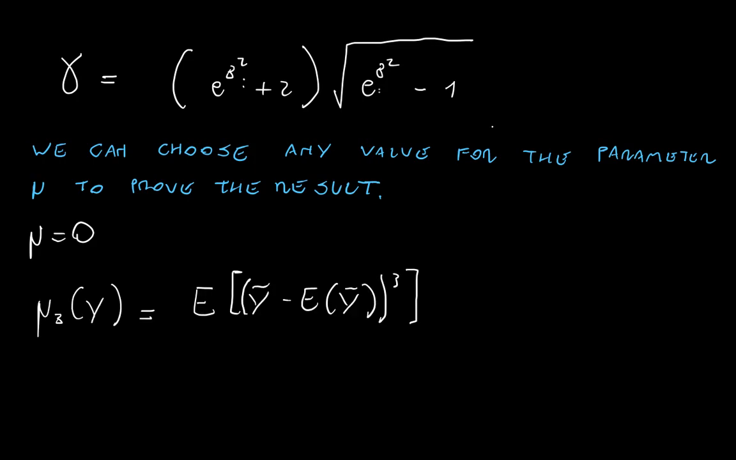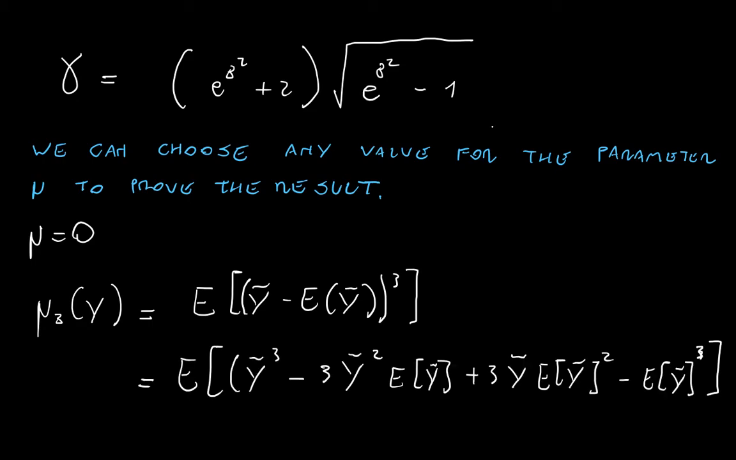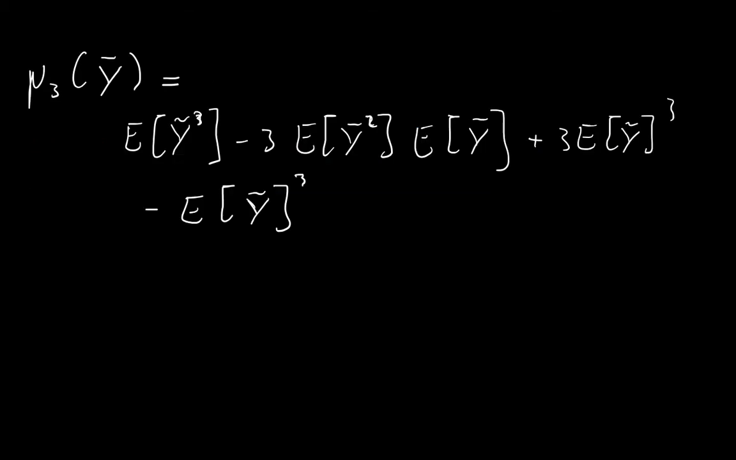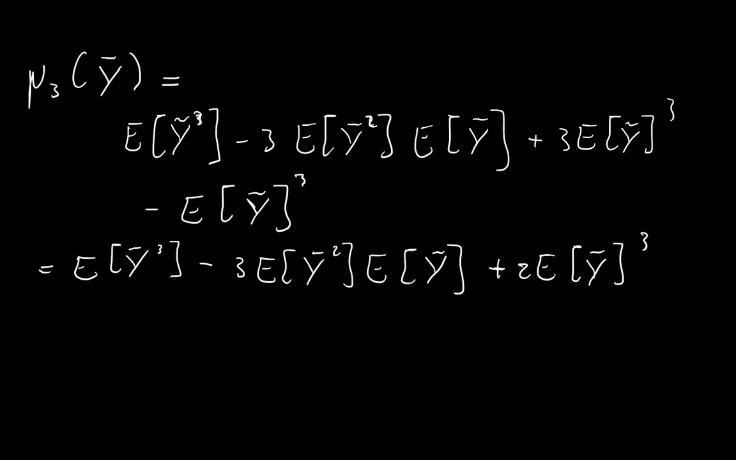Then here we recall the third central moment, which is the expected value of the difference between the realization of the random variable Y and the expected value of the random variable itself, to the power 3. Here we are going to simply apply the polynomial rule, and then at this stage we can see, by doing a little bit of algebra, that this is the final result.